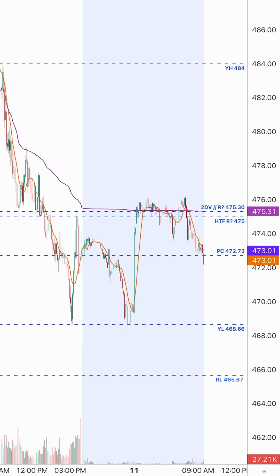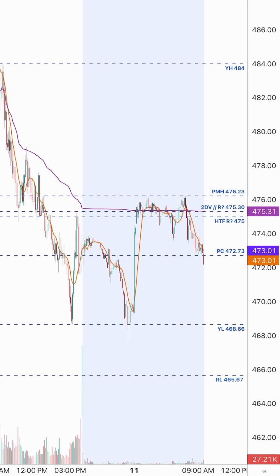Then I'll mark the 2-day VWAP. Notice how the normal intraday VWAP flattens near the prior day's close. This gives me a level where buyers and sellers from the past 2 sessions are balanced. Above it, bulls are in control. Below, sellers have the edge.